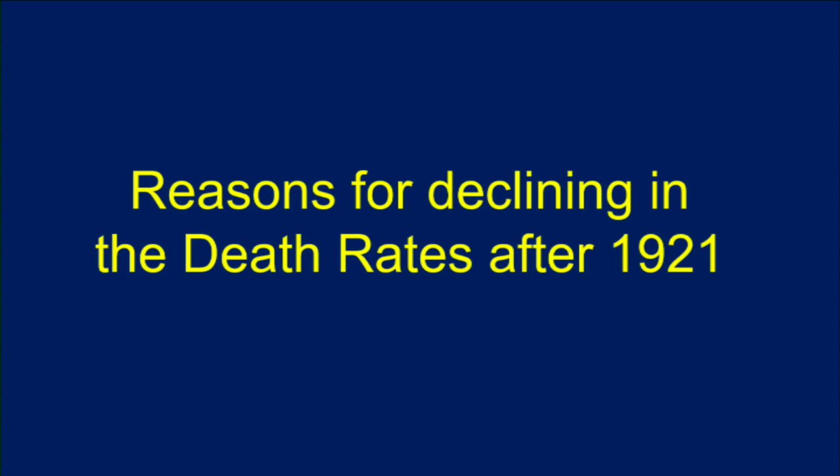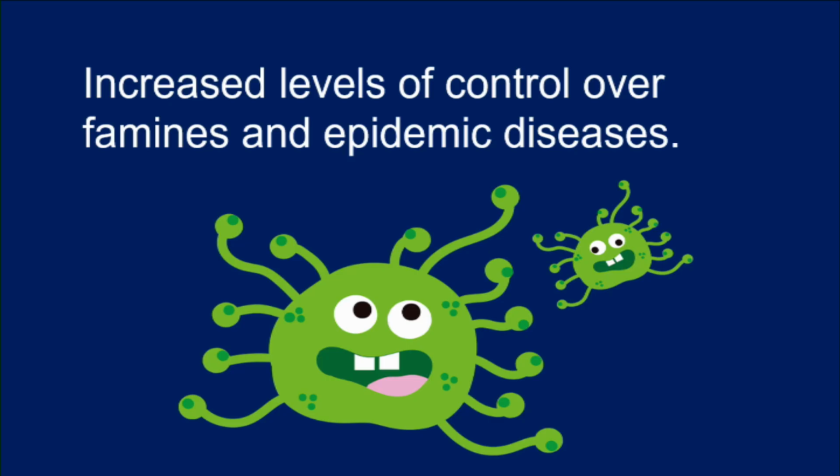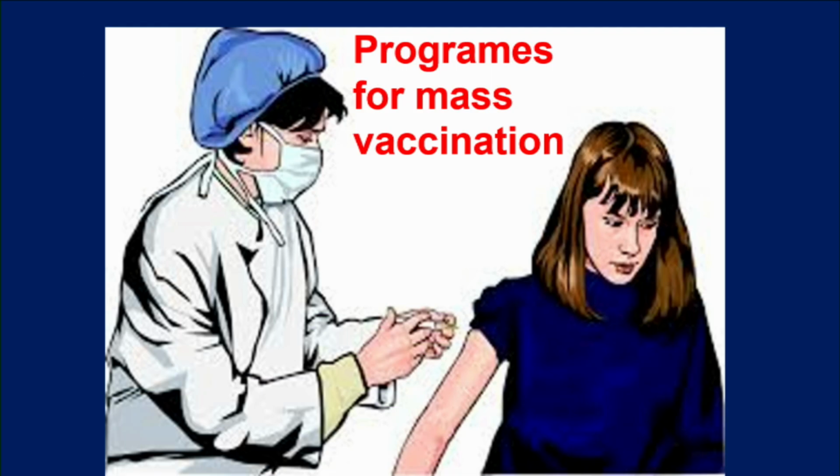Reasons for the decline in the death rates after 1921: increased levels of control over famines and epidemic diseases. This means the diseases that were there are now controlled. How? Because medical technology has increased. Due to that, with epidemics, the death rate has come down.